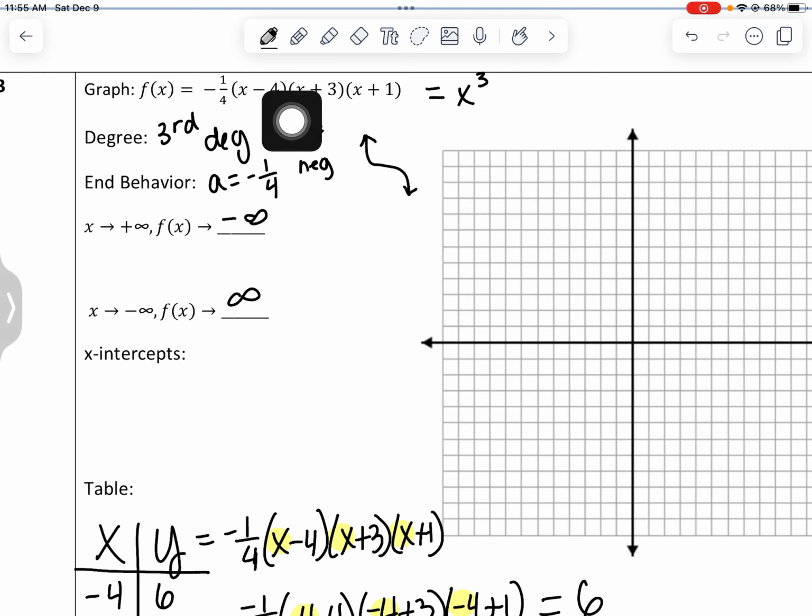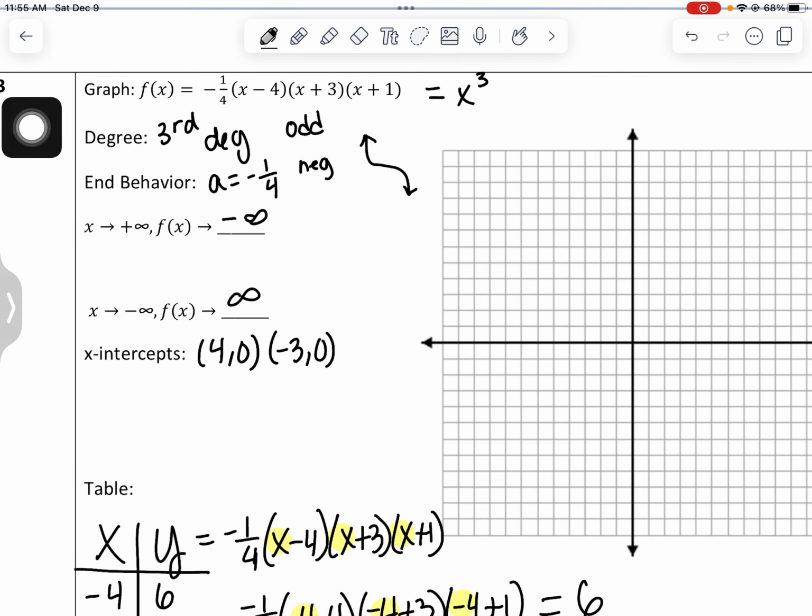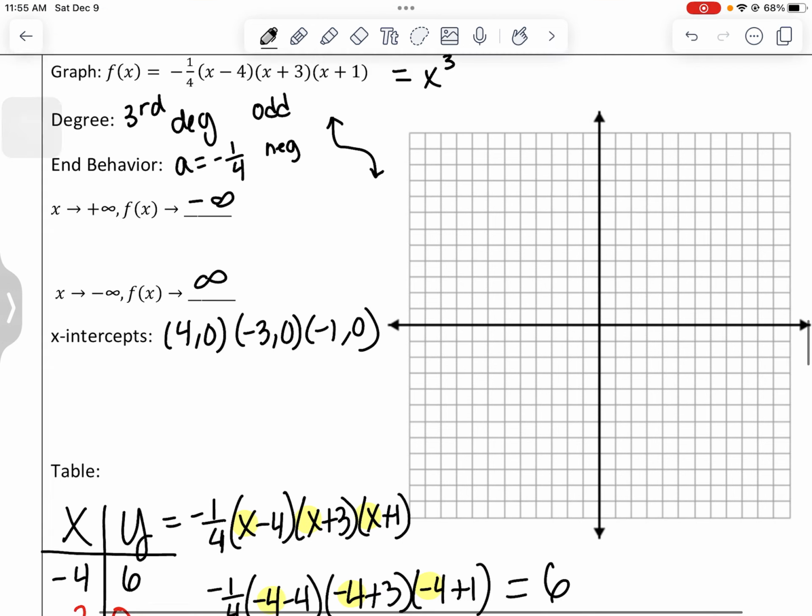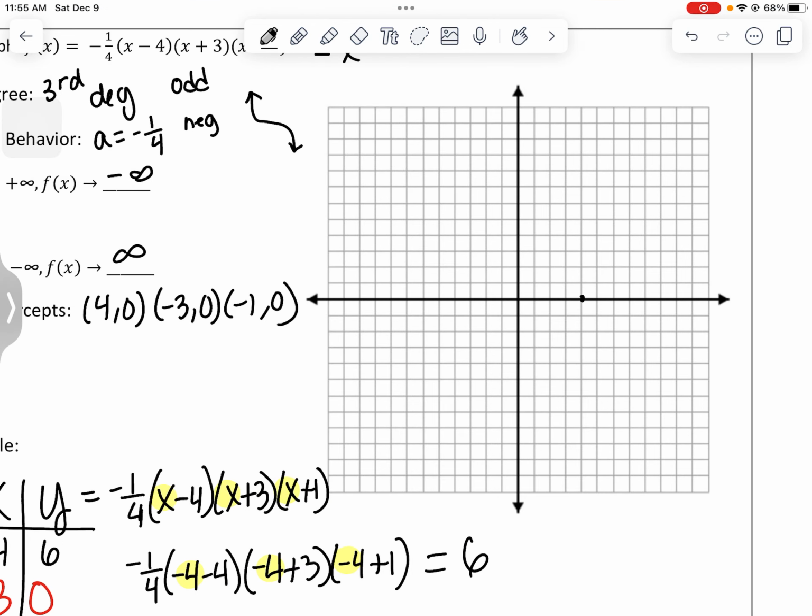Then we take our factors, and we solve them for x. So x minus 4 equals 0, you would get x equals 4. So 4, 0 would be 1 x-intercept. And then we would have negative 3 and negative 1 as our other x-intercepts. And I'm going to go ahead and put those on my graph.